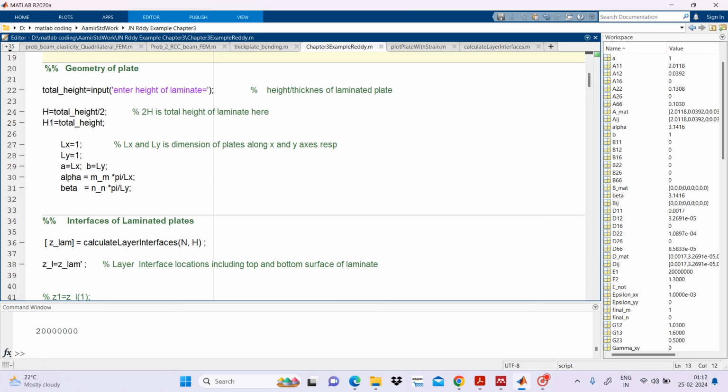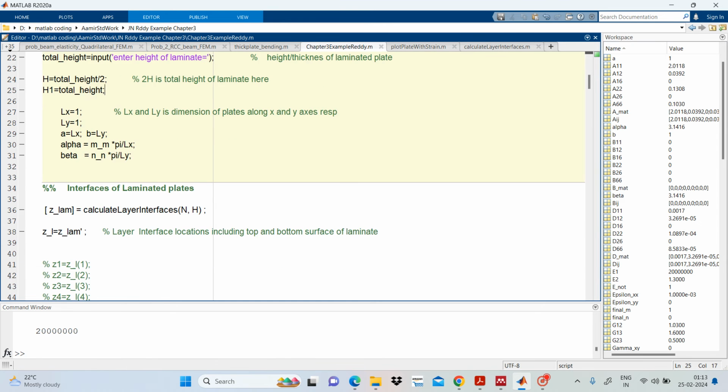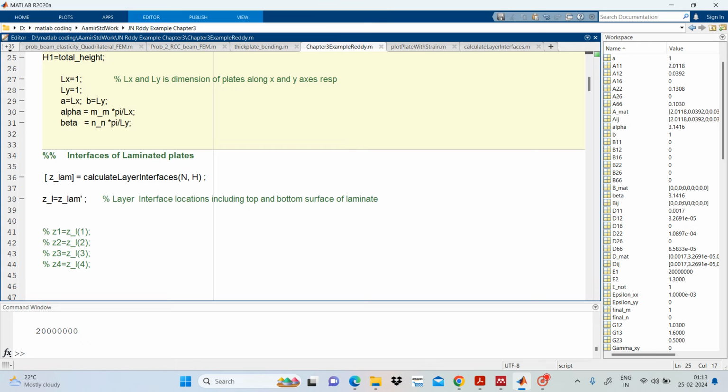Okay, here now we are interested in knowing the geometry of the plate. So what's the total thickness or total height of the plate? We will get the total height of the laminate when we sum up all the single lamina thicknesses. Now for h, if the total height of the plate is given, we will divide by 2, then it would be h, and h1 we are taking as the total height of the laminate or total height of the plate. Now length along the x-axis of the plate is 1, and length along the y-axis is also 1, which means we are taking a square plate.